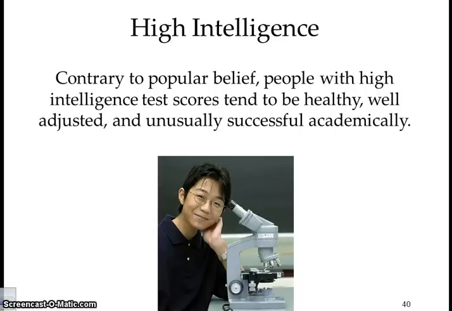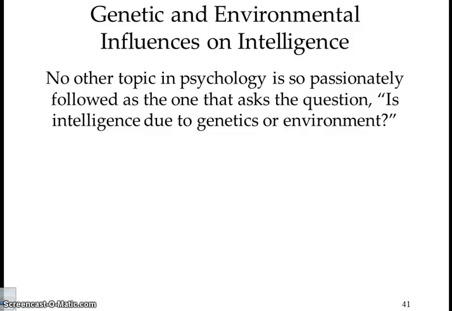So high intelligence, contrary to the popular belief: kids and adults who have high intelligence are typically well-adjusted, well-rounded people. They actually adapt very well to society, and they seem to function and blossom.